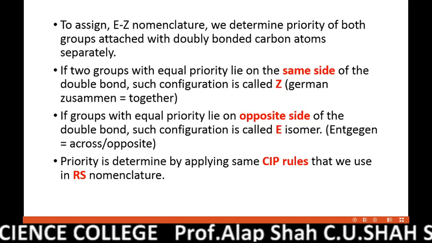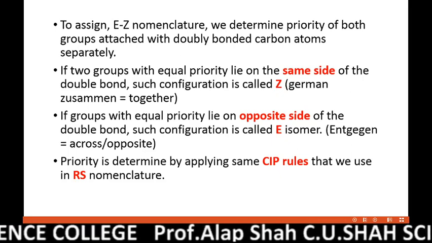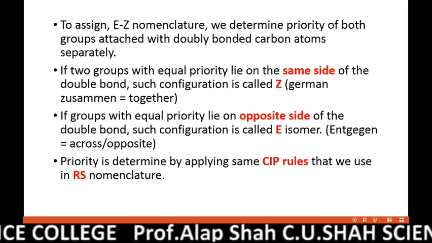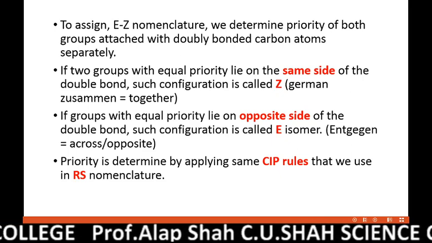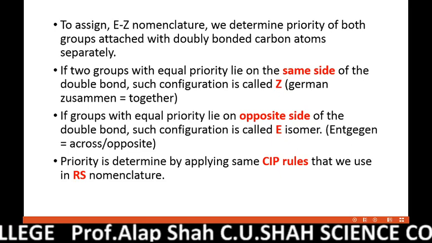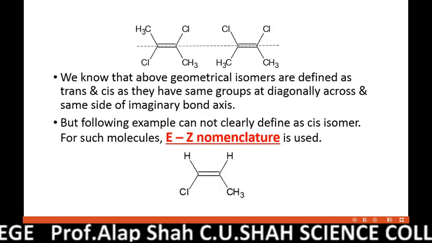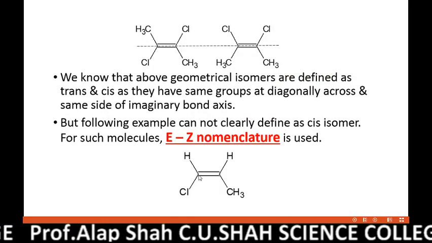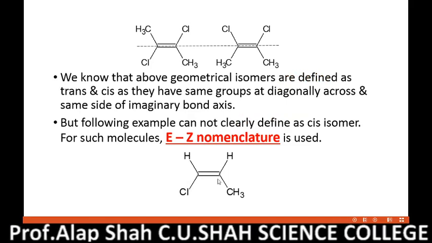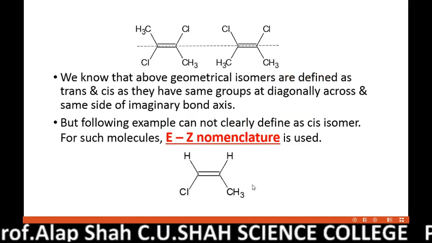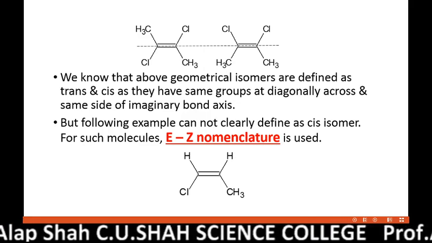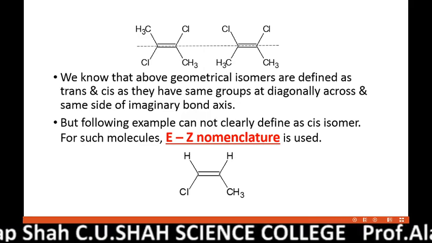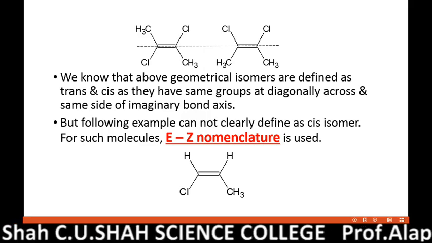CIP rule means Cahn, Ingold and Prelog, the names of the 3 scientists who designed these rules. So we give the 1, 2, 3, 4 priority. Here the only difference is that we individually give 1, 2 and 1, 2 priority to the groups attached to both doubly bonded carbons. So that's the only change, otherwise rules are the same.